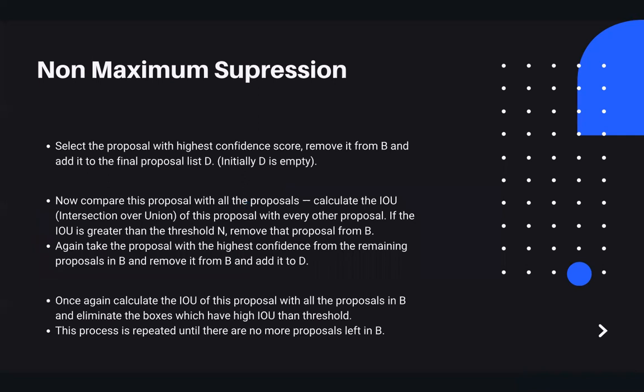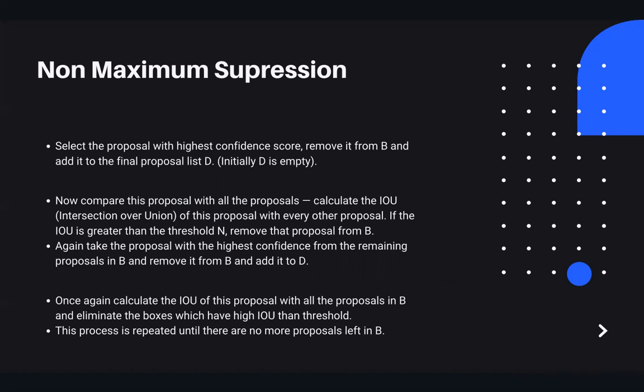So basically, this is the non-maximum suppression algorithm. The steps are very logical, and we just created them together. We select the proposal with the highest confidence score, remove it from B, and add it to D. B is the list of all the predictions that we have. D is the final list, which will have only the maximum predictions. Initially it was empty, so at the start it only has the most confident box.